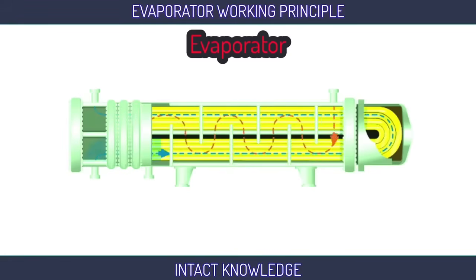In this video, we are going to discuss the evaporator. Evaporator is one of the four important components of a chiller. First, let's see what evaporation is.